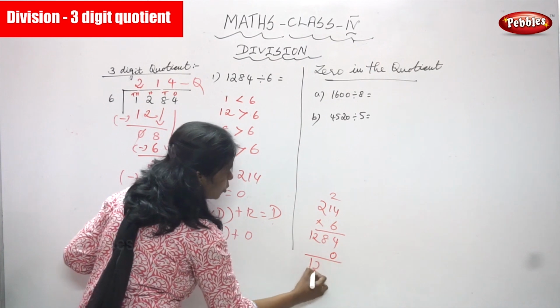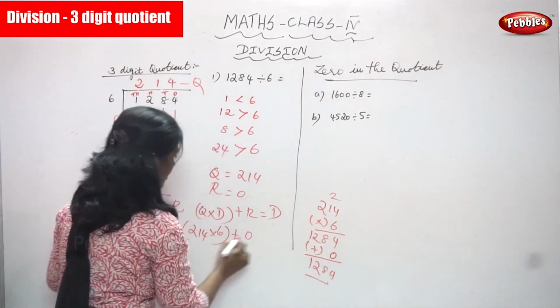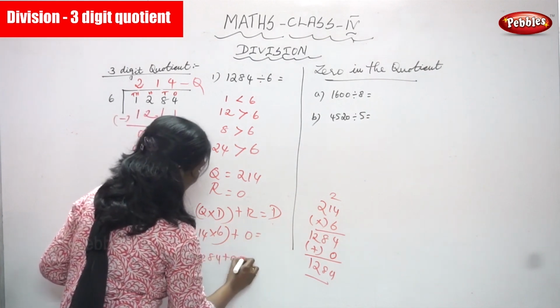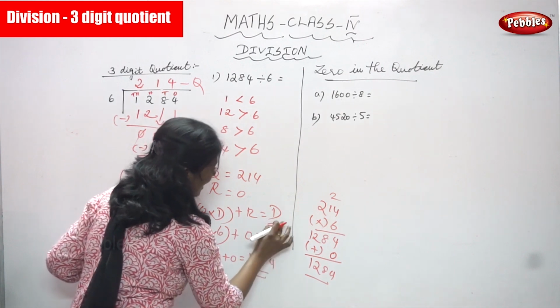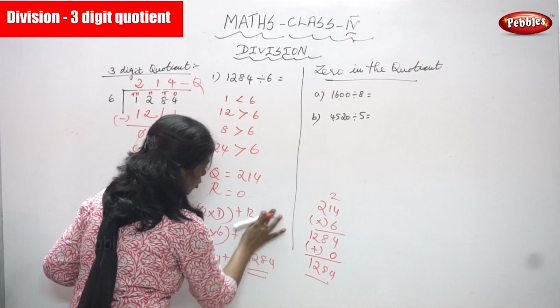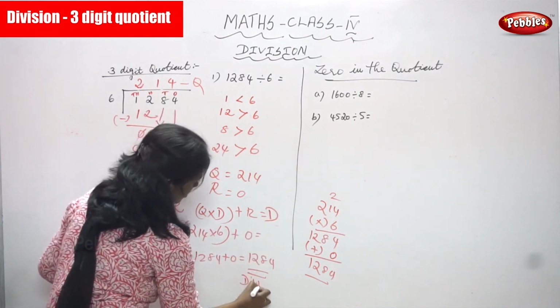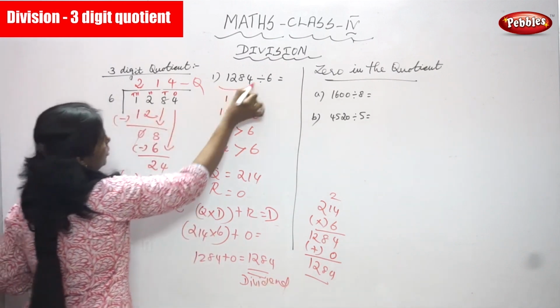1284 add with the 0, you get 1284 again. That is the dividend, D-I-V-I-D-E-N-D, dividend. This D is dividend. You can get the question.